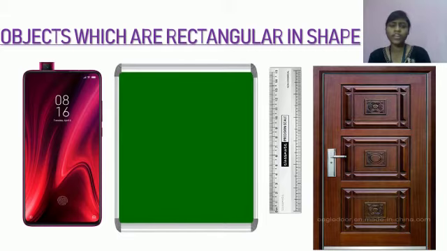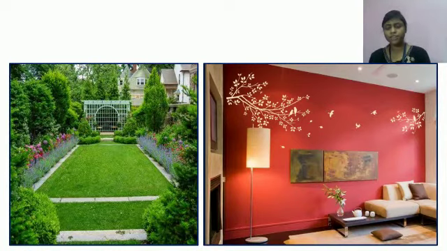Okay, now can you name some of the real life objects that are rectangular in shape? There are actually many around us in our day-to-day life. Some of them are cell phones, blackboard, books, scale, doors, and many more. So now students, you can see here these two pictures. Through these two pictures, I will try to explore the topic to you.